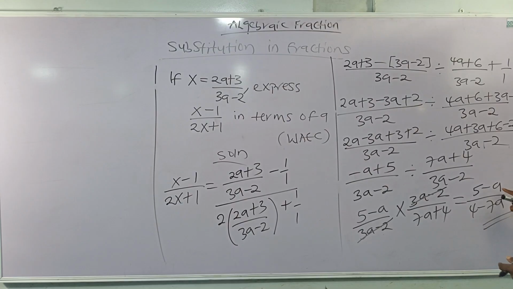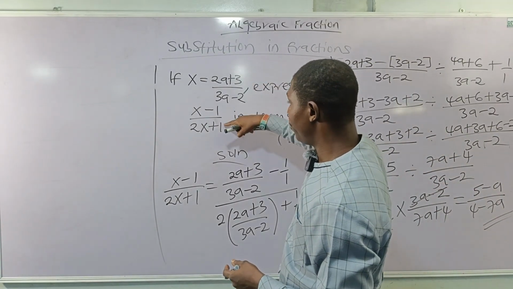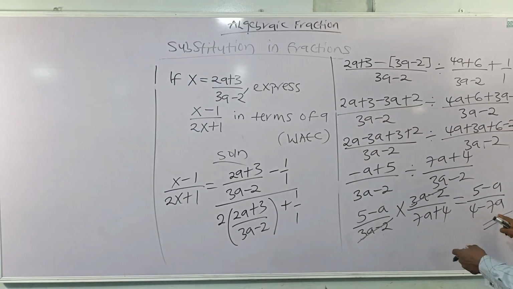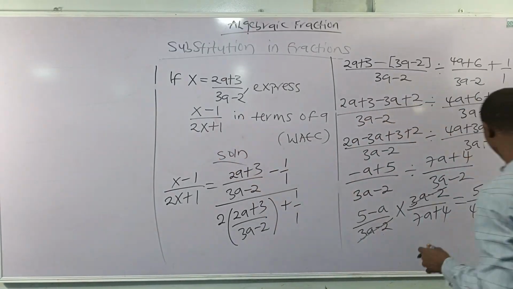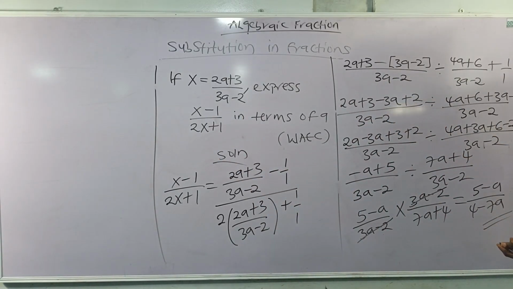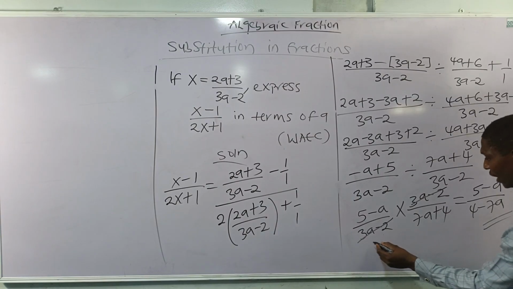If I put the value of A here, I'll substitute it here before I put it here. The answer for this and this must be the same. Let me say A is 1, because 7 times 1 is 7 and 4 minus 7 will not make the denominator equal to 0, because if I do that, it will be an undefined fraction.